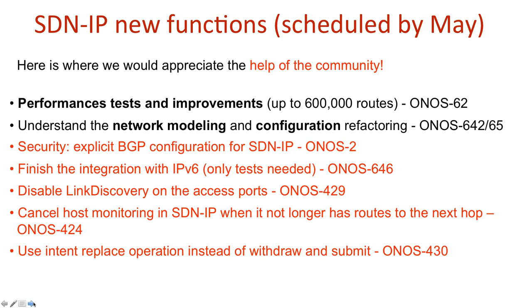Then we have some security issues to solve. For example, right now, SDN-IP is accepting any BGP session that is going to it. We don't want this in a deployment, I guess, right? This means that anyone who speaks BGP can possibly connect to SDN-IP and say, hey, these are my routes. And of course, this would change the behavior of our network. So we need to enforce some security measures.